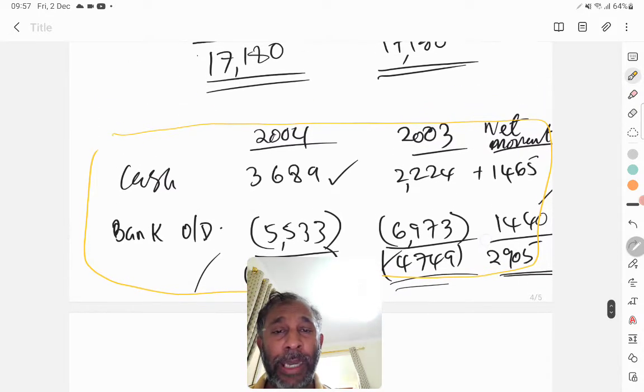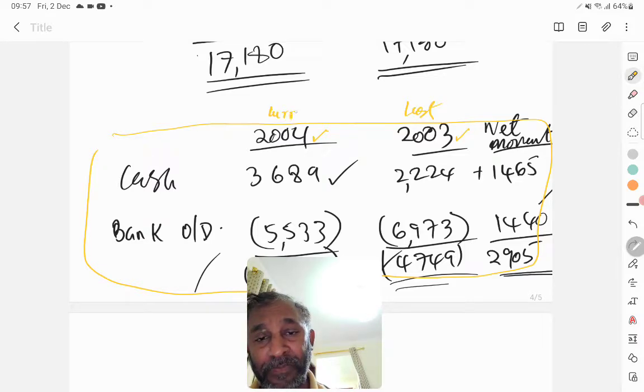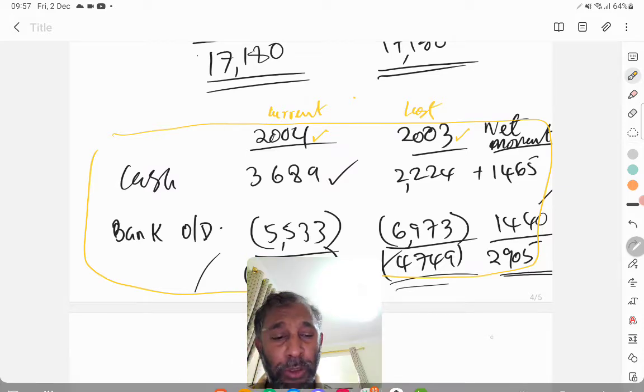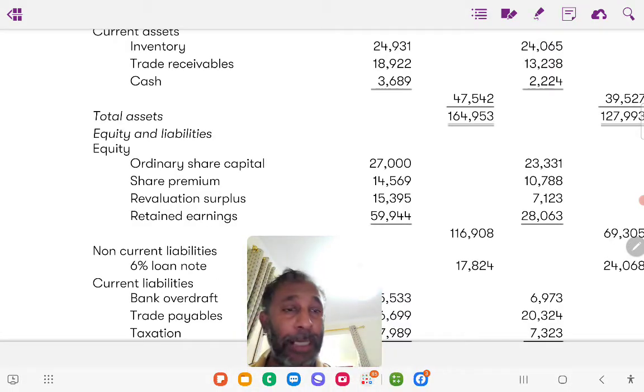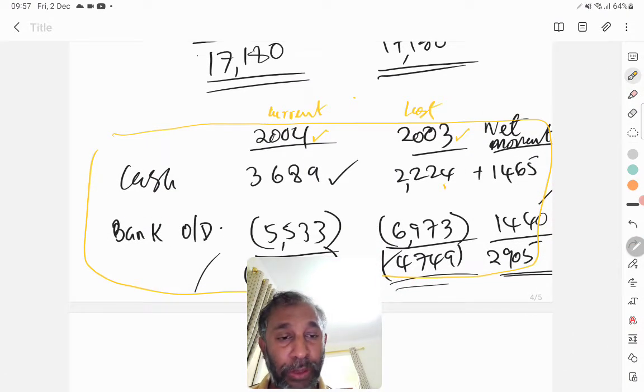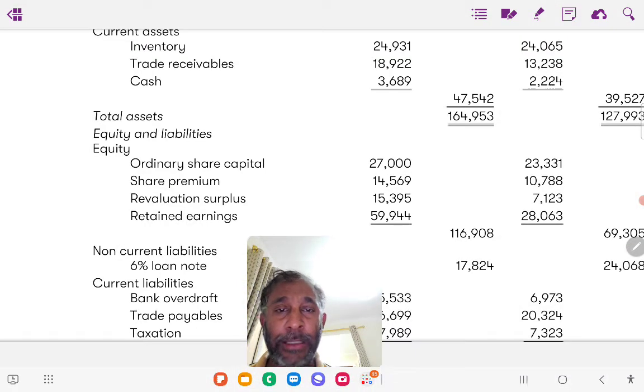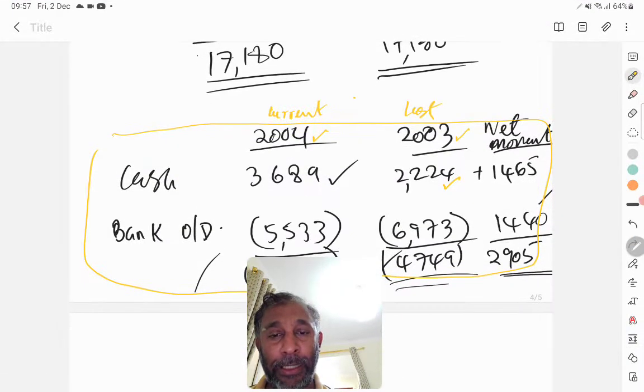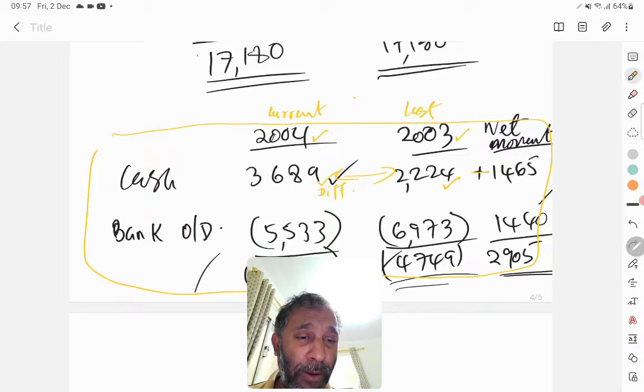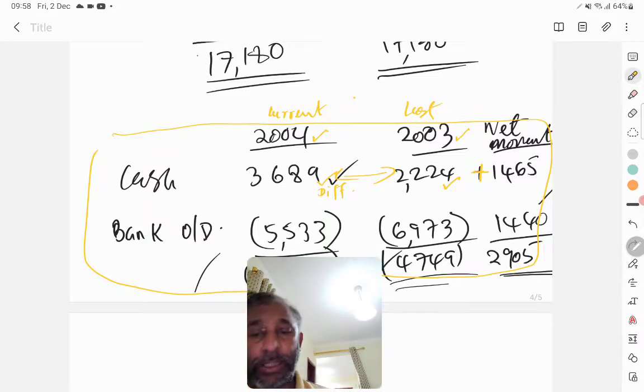What you do is you take the two relevant years. In this question it is 2014 and 2013, where 2013 is the last year and this is the current year. From the question we take the cash information. Last year cash 2,224 I have taken in, and the current year cash 3,689, which I also have taken in. Then you find the difference between these two, which gives a plus answer of 1,465.